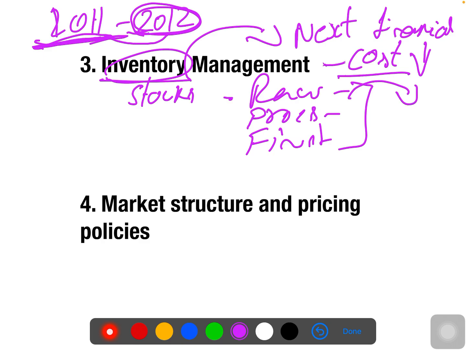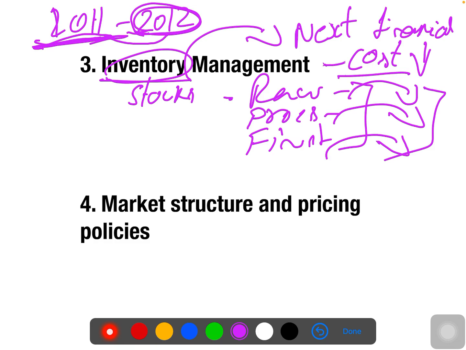The goods which are still in the process of production can be transferred to the next financial year. The goods which are already finished, the produced final goods, can also be transferred to the next financial year. All these three can be called inventory. So how are you going to manage this at the lesser cost? That really makes sense. So in inventory management, we're going to learn this.